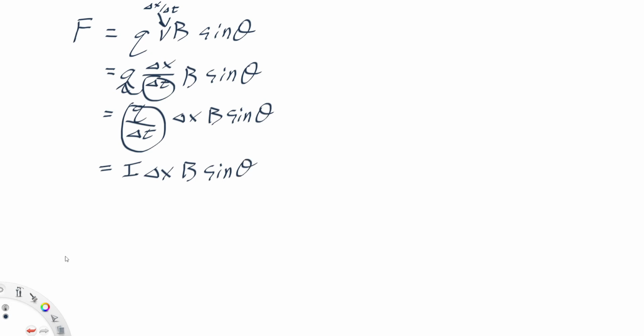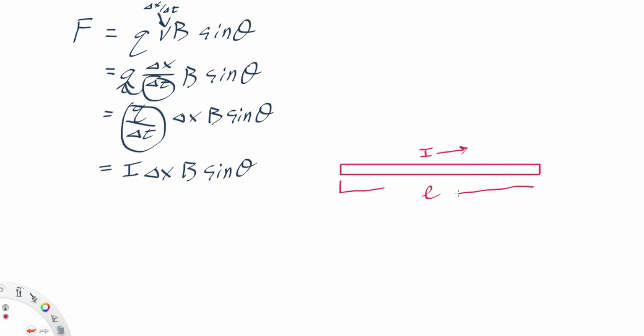So if we have a bit of wire, and the current in the wire is headed, say, to the right, and the bit of wire that we're concerned with has a length of, say, L, that's going to play the role of our delta x here. So I, L, B, sine theta.